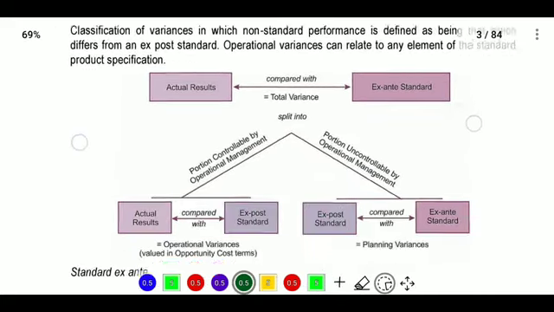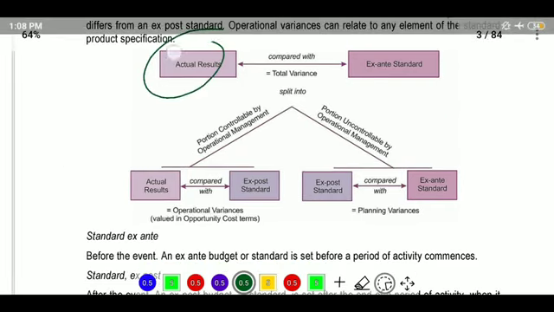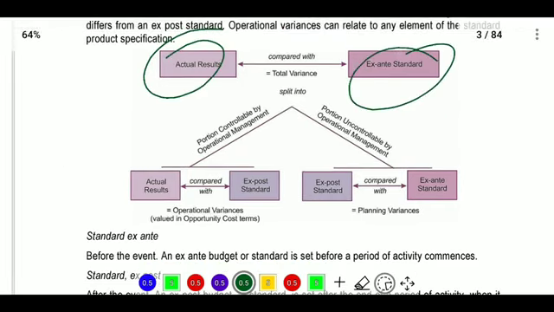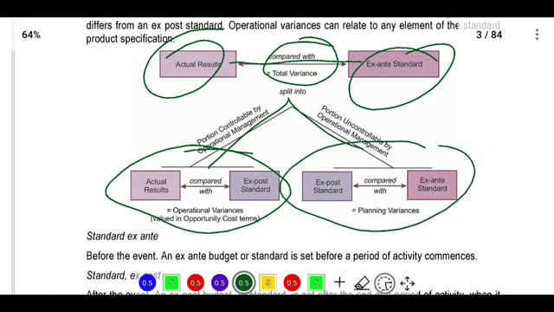Here we will see in the example, in the specification they provided the actual result and the ex-ante standard. We will compare these. This is the total variance. It will split into two categories. It is for actual results and ex-ante results. Comparing them gives the operational variance, and we will see it with the ex-post standard and ex-ante standard.